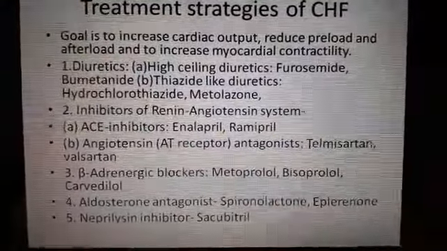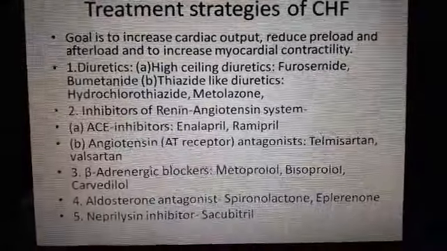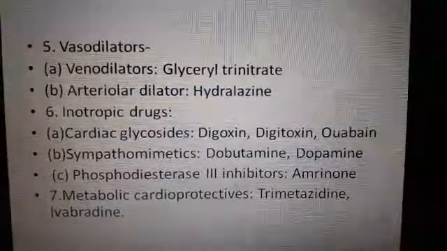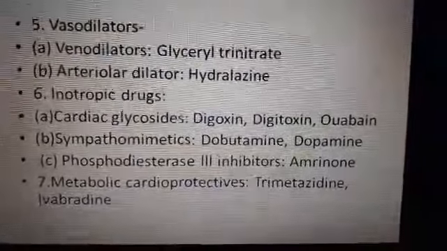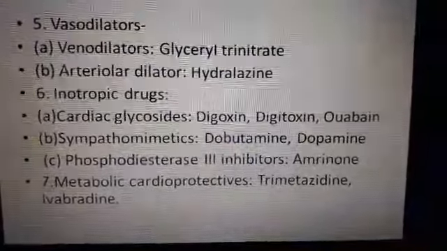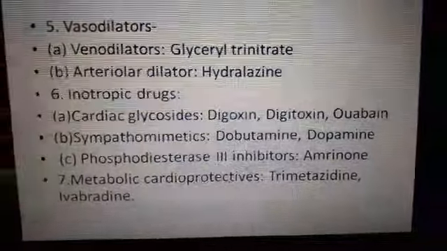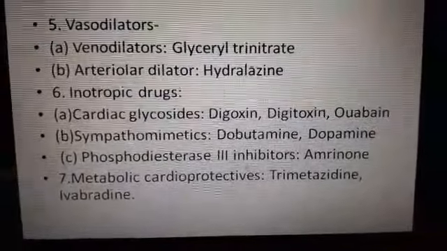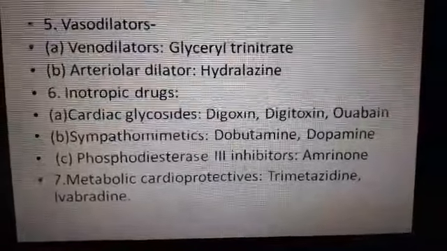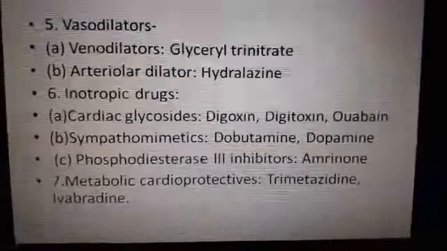the major drug therapy of heart failure: diuretics, ACE inhibitor or ARB, beta blockers, aldosterone antagonists, neprilysin inhibitors. Next, we can use some vasodilators like glyceryl trinitrate, hydralazine, inotropic drugs, digoxin, digitoxin, ouabain, sympathomimetics like dobutamine, dopamine, that is used only in the acute setting when the patient is severely symptomatic with very reduced ejection fraction, phosphodiesterase 3 inhibitors like amrinone, and metabolic cardioprotectives we can use like ivabradine, trimetazidine. So these are the drugs available for the treatment of heart failure.